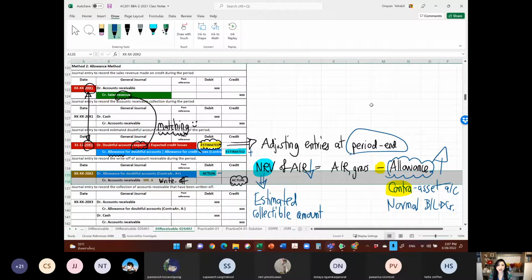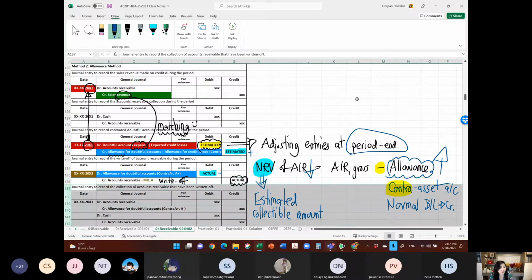So let's say it's 1 million, okay? So over here is going to be debit to the allowance 1 million and then credit to the receivable for 1 million, all right? Now later on, let's say next year, what happened is Mr. A has won 30 million baht lottery, and Mr. A wants to pay off the old debt.